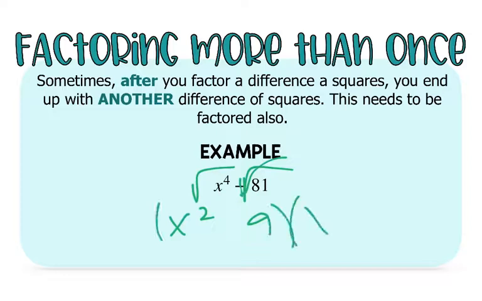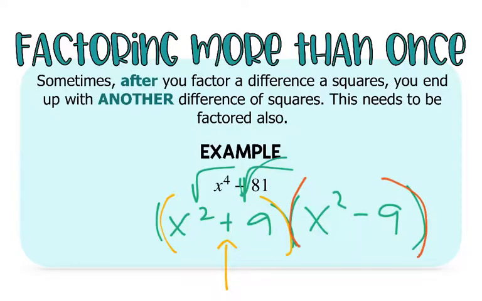So I know that my two parentheses is going to be x squared plus 9 and x squared minus 9. And remember, it doesn't really matter what order you write that in, as long as you have both parentheses. Okay, now I can't do anything with this one because there's a plus sign, and so it's not a difference of squares.